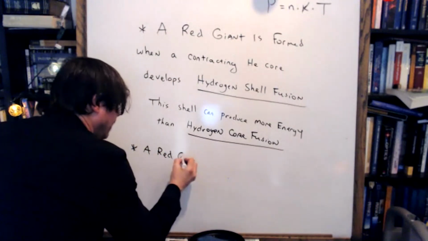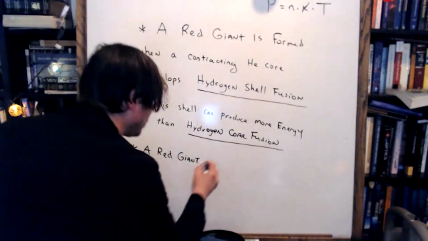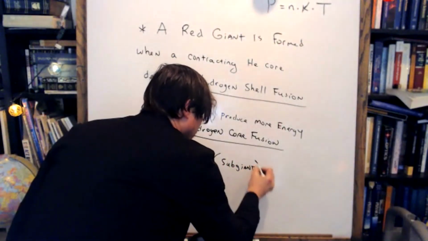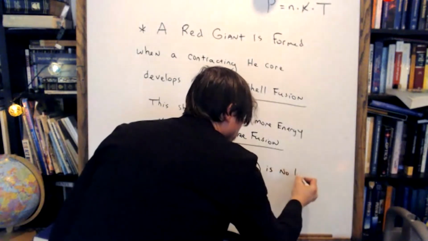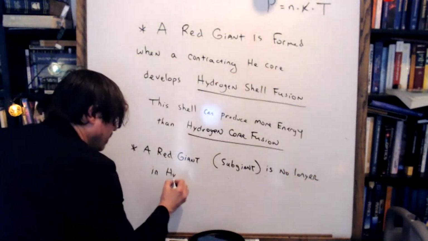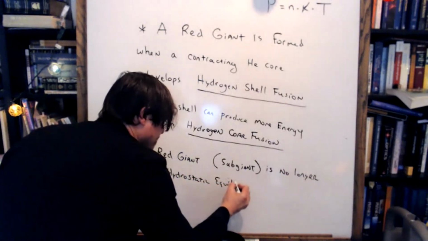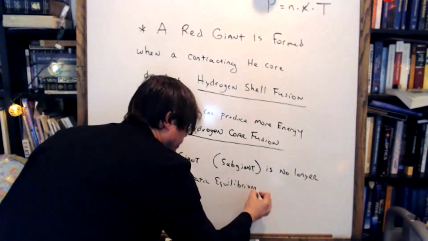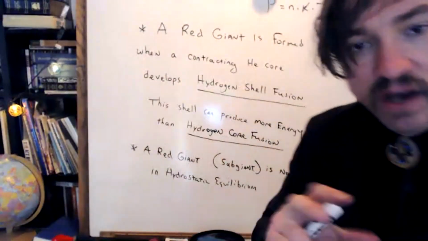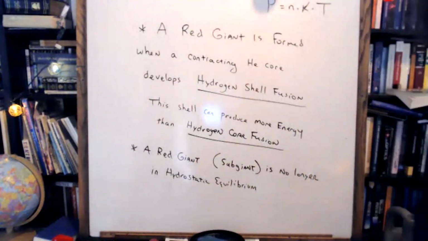A red giant, for a time, is no longer in hydrostatic equilibrium. Actually, the very first stage of a red giant is called the subgiant phase. It has a contracting core and an expanding set of other layers above it: the radiation zone, the convection zone, the photosphere. We call it the outer envelope of the star.